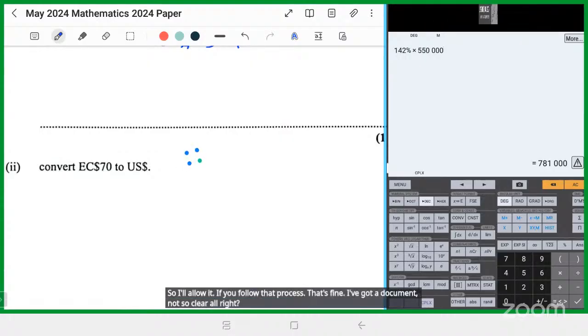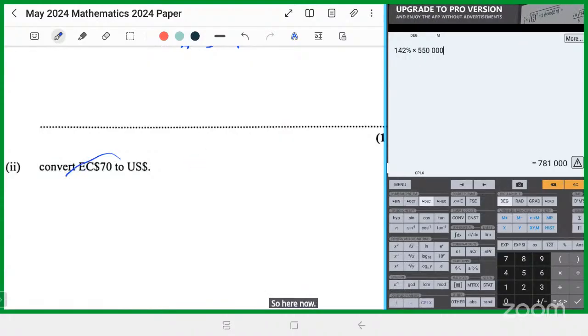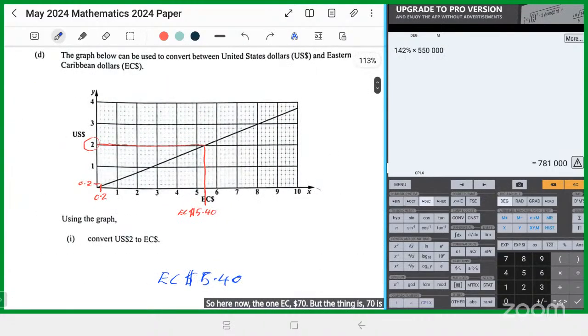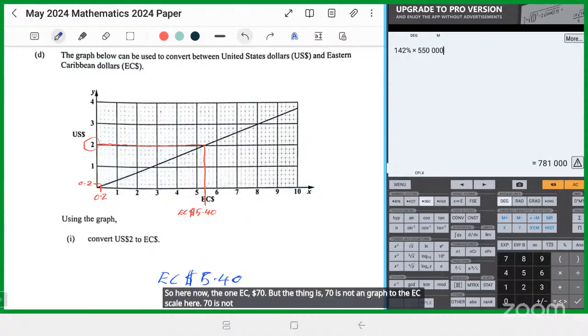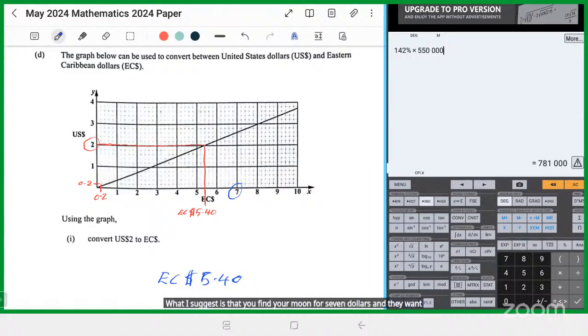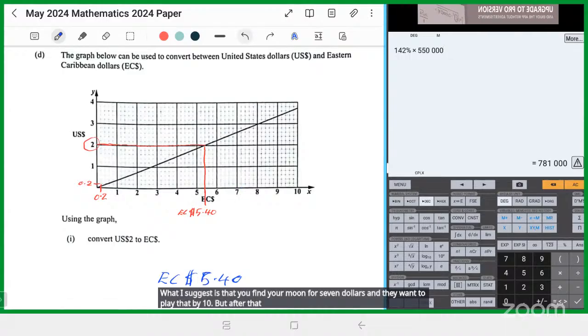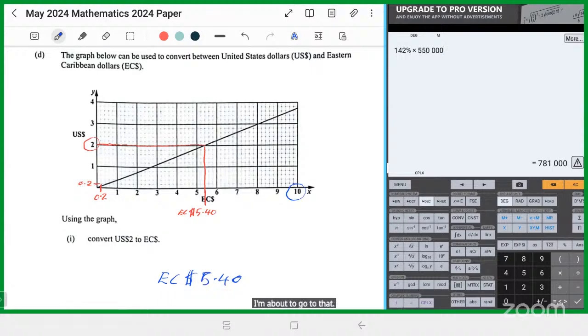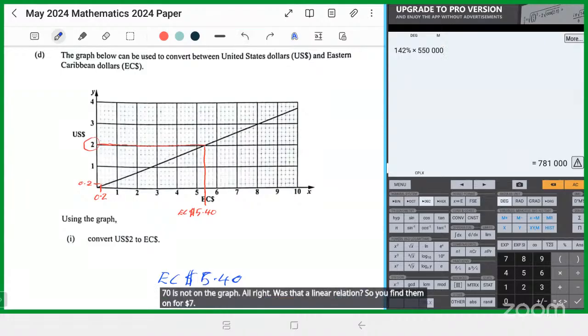So here now, they want EC $70. But the thing is, 70 is not on the graph. On the EC scale here, 70 is not on the graph. What I suggest is that you find the amount for $7 and then multiply that by 10. Or you can find the amount for $10 and then multiply it by 7. But I have to go to that because 70 is not on the graph. Right? It's a linear relationship. So you find the amount for $7 and then multiply what you get by 10.